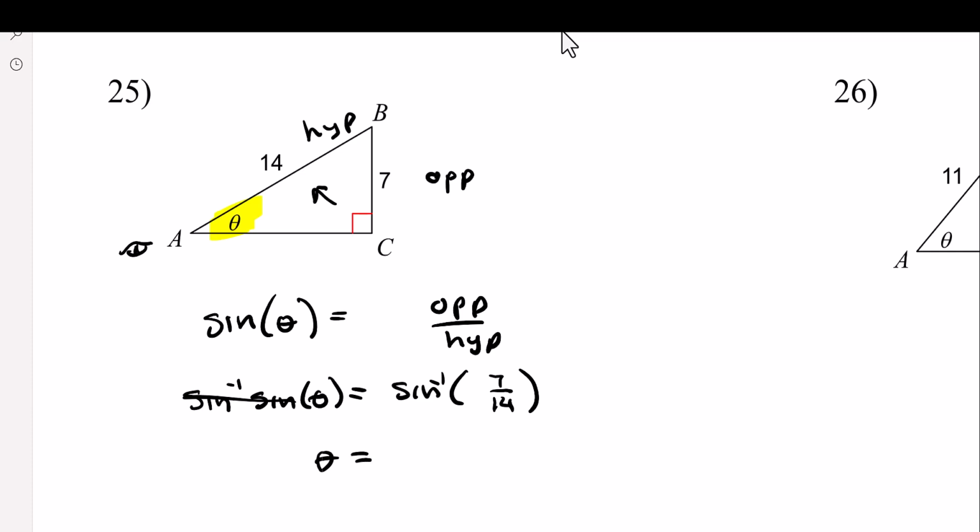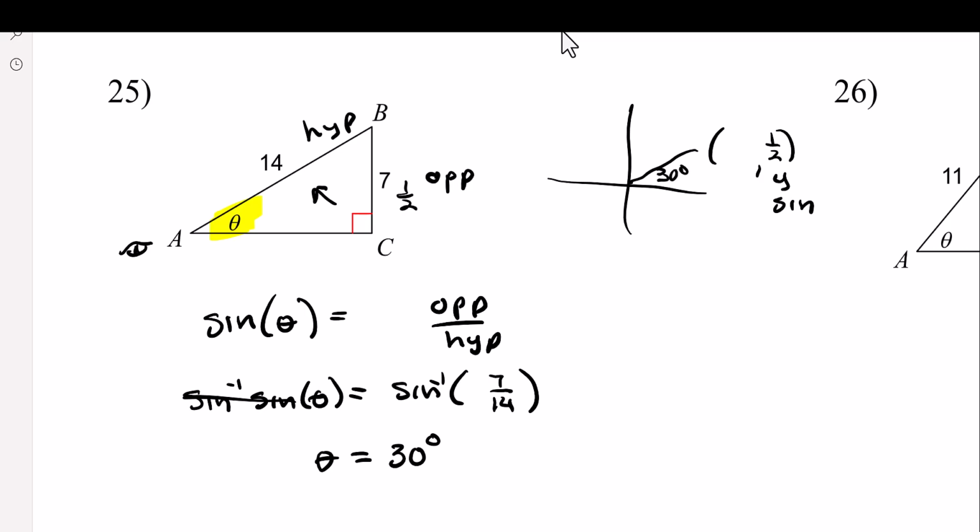So we're going to type the second button, sine, and then 7 divide 14, close parentheses, enter. This one is exactly 30 degrees. Oh, look at that, makes sense. 7 is 1/2 of the other side. And if you look at the 30-degree angle on your unit circle, the y value, which happens to be the sine value, is 1/2 when you have a 30-degree angle.